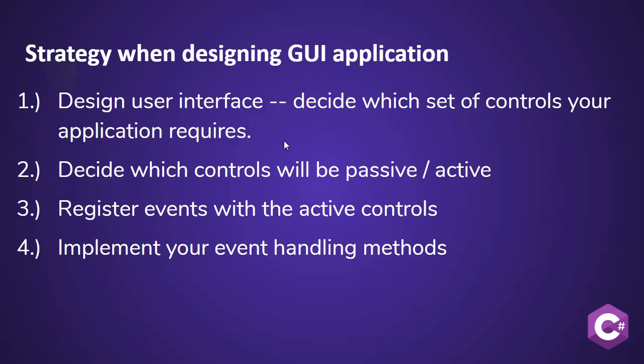After we design the user interface, we will decide which controls are going to be active or passive. Some controls on our application do not need to respond directly to user interaction. These would be passive controls. Other controls are going to be active controls. When the user interacts with them, we immediately want to do some work. So we need to decide which controls will be active, which will be passive. Once we've decided what our active controls are, we will register the appropriate events with those active controls and then implement the event handling methods.